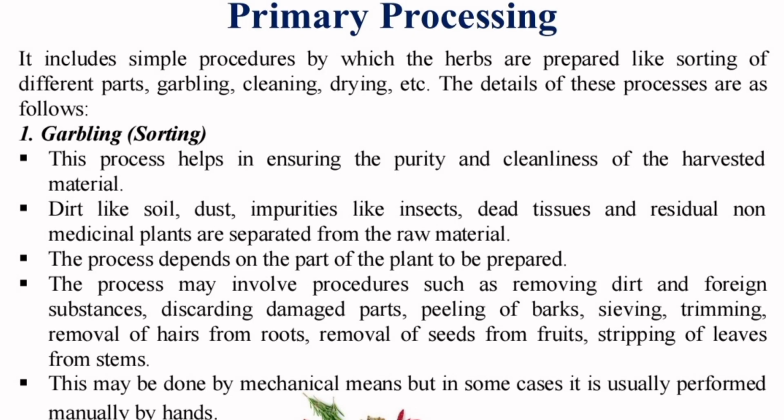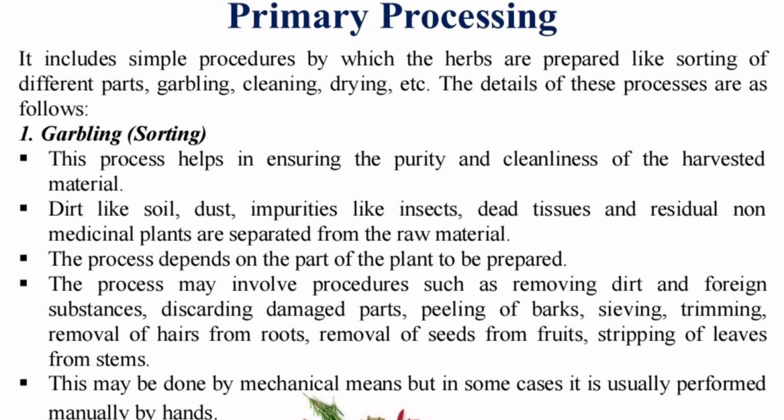Primary processing includes simple procedures by which the herbs are prepared, like sorting of different parts, garbling, cleaning, and drying. The details of these processes are as follows. First one is garbling. It is also known as sorting.